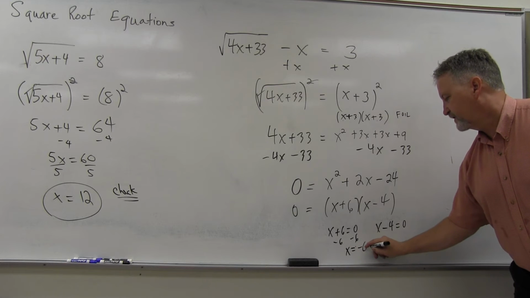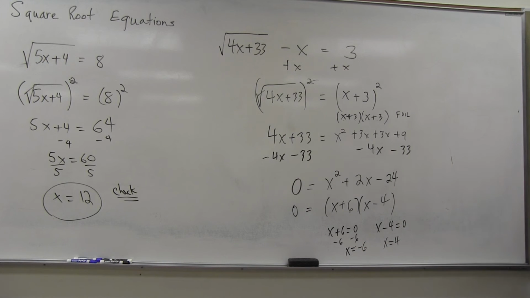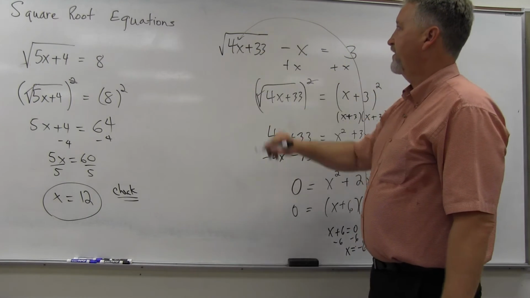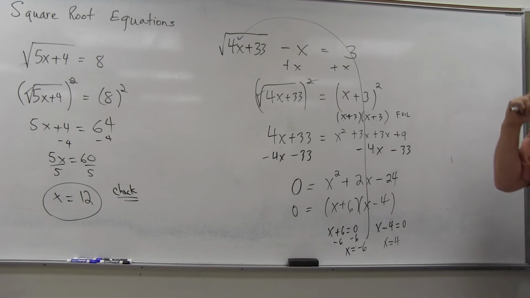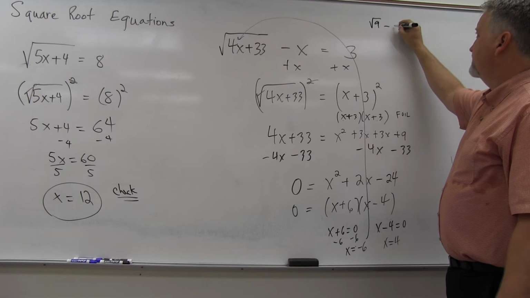So I've got a negative 6 and I've got a positive 4. Now, I believe this is a good one to demonstrate the fact that I better check these. Because if I plug in a negative 6 here, what is that going to give me? Negative 24 plus 30, that's going to be the square root of 9. So I have the square root of 9 minus a negative 6.